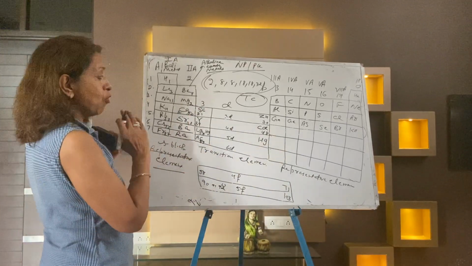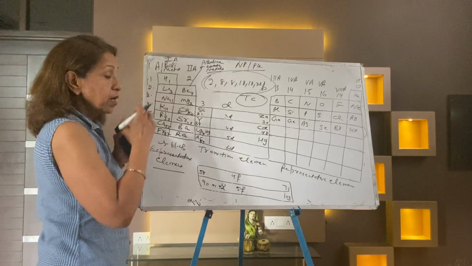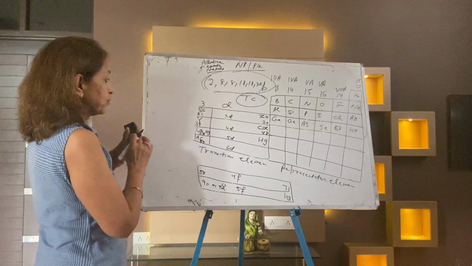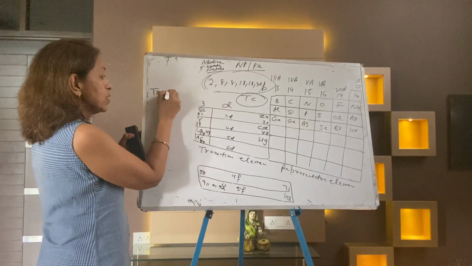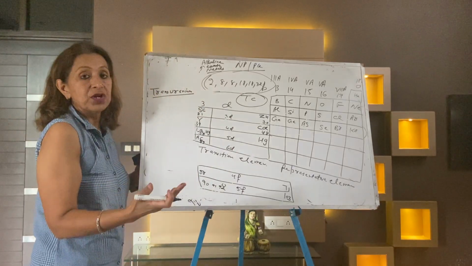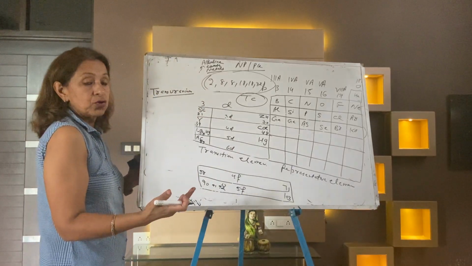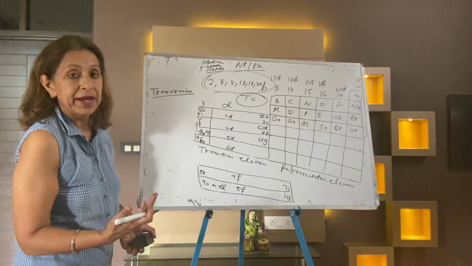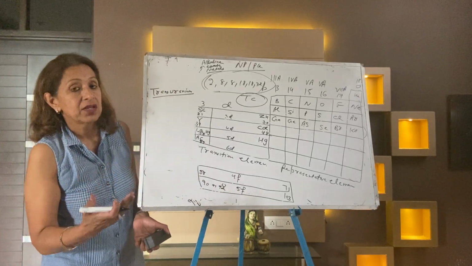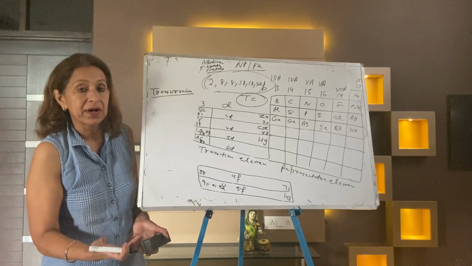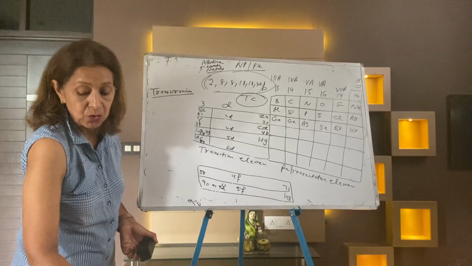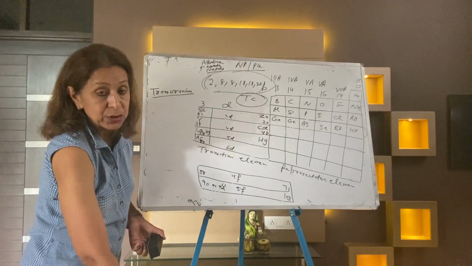Up to 92 all elements are natural, and after 92 elements are transuranium. Transuranium elements are those which are present after uranium, after atomic number 92. They are called transuranium elements, and they are radioactive. They are prepared synthetically, that is, they are man-made. But up to 92 all elements are natural.